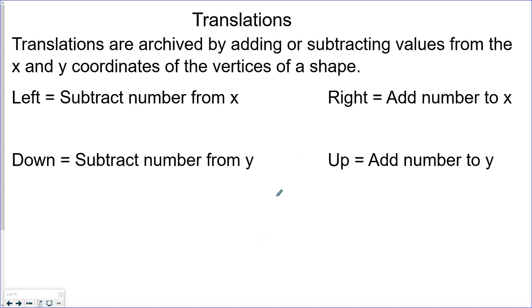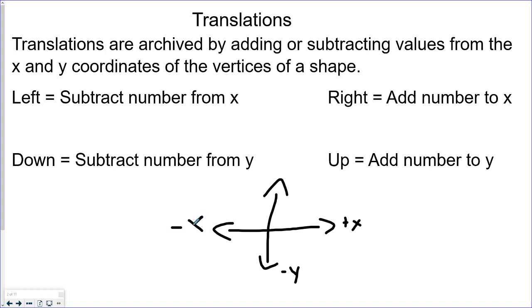An easy way to remember this is to draw a quick little set of axes, and you can tell yourself: moving right means add to the x, moving down means subtract from the y, left is subtract from the x, up is add to the y. So this little grid will help you know what to add and subtract and to where. If you say move left 3, left means subtract from the x, so I'm going to subtract 3 from all my x's. Moving up 5, up means add to the y, so I'm going to add 5 to all my y values.